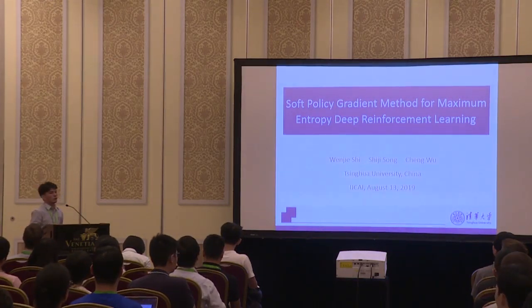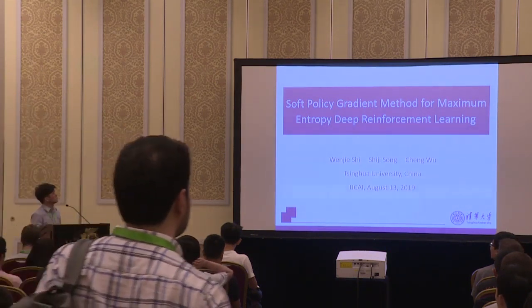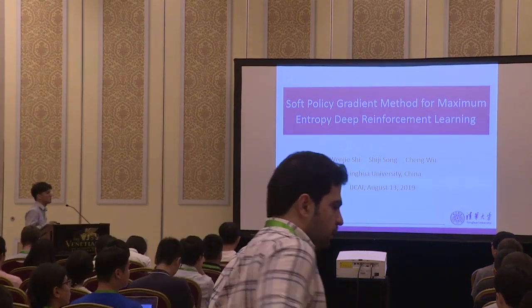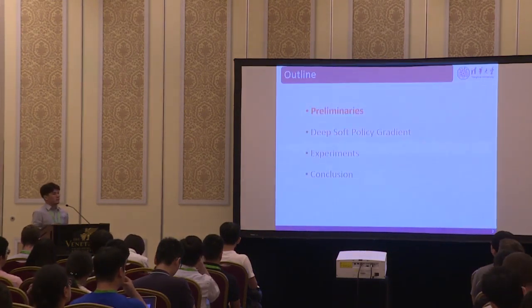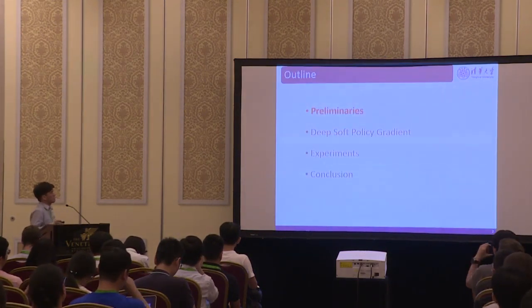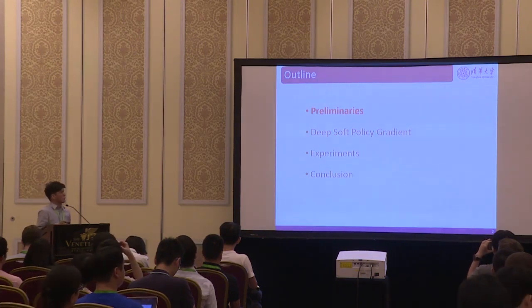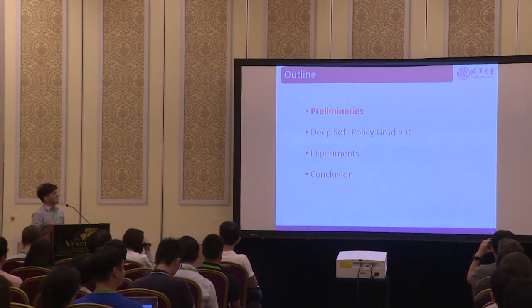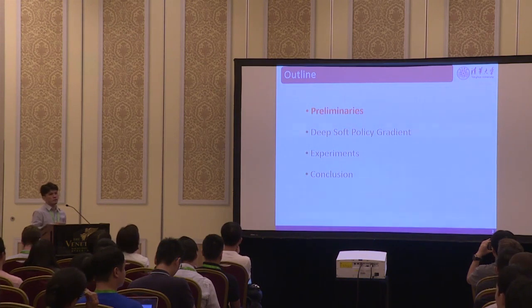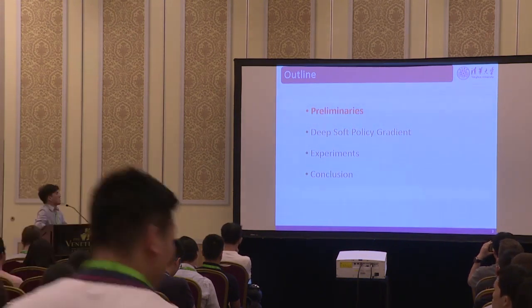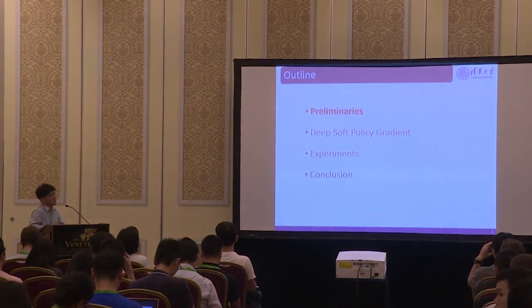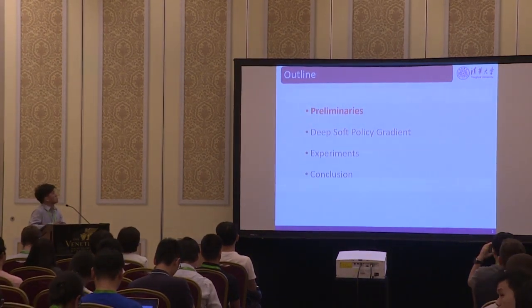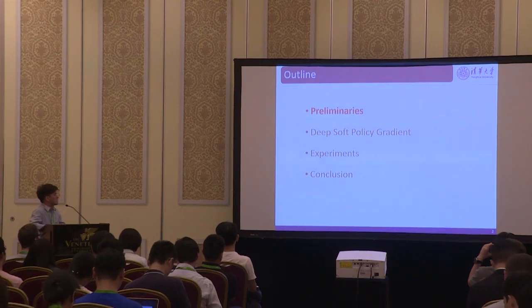I'm going to talk to you about my paper titled "The Soft Policy Gradient Method for Maximal Entropy Reinforcement Learning." My presentation will be given in four parts. The first part relates to some preliminaries about maximal entropy reinforcement learning. The second part will present or propose a deep soft policy gradient algorithm in detail. The third part concerns the experiments and applies some conclusions.